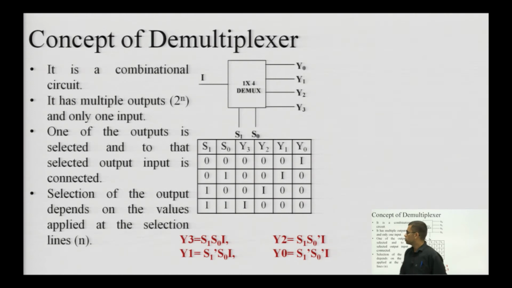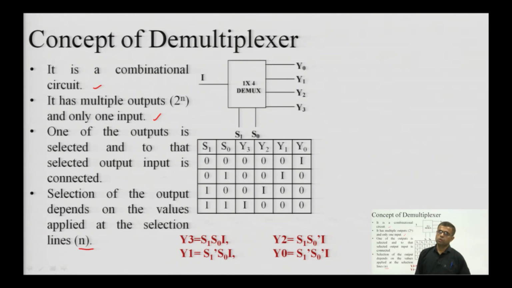Okay. So, we have mentioned it here, it is also a combinational circuit, it has multiple outputs, 2 raised to power n, and out of these 2 raised to power n outputs, one of the outputs will be selected by using the select lines, and there are n select lines. Selection of the output depends on the values applied at the selection lines, which are n in number.